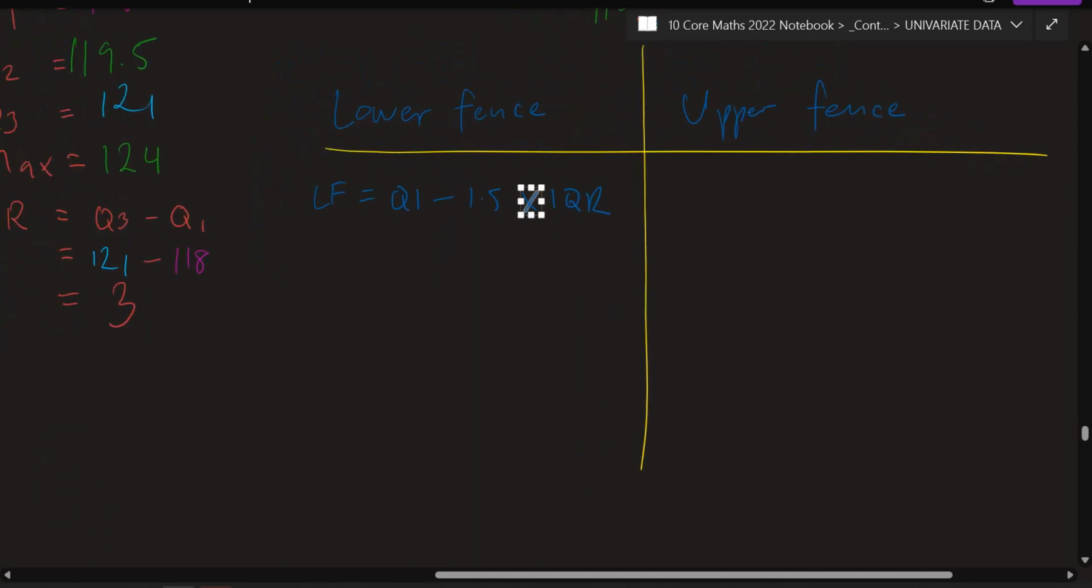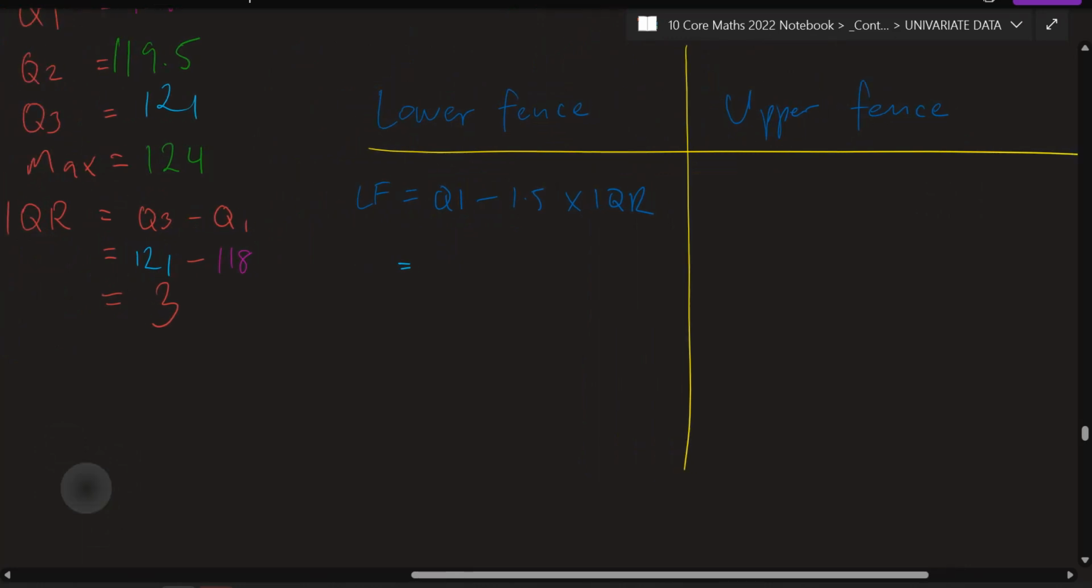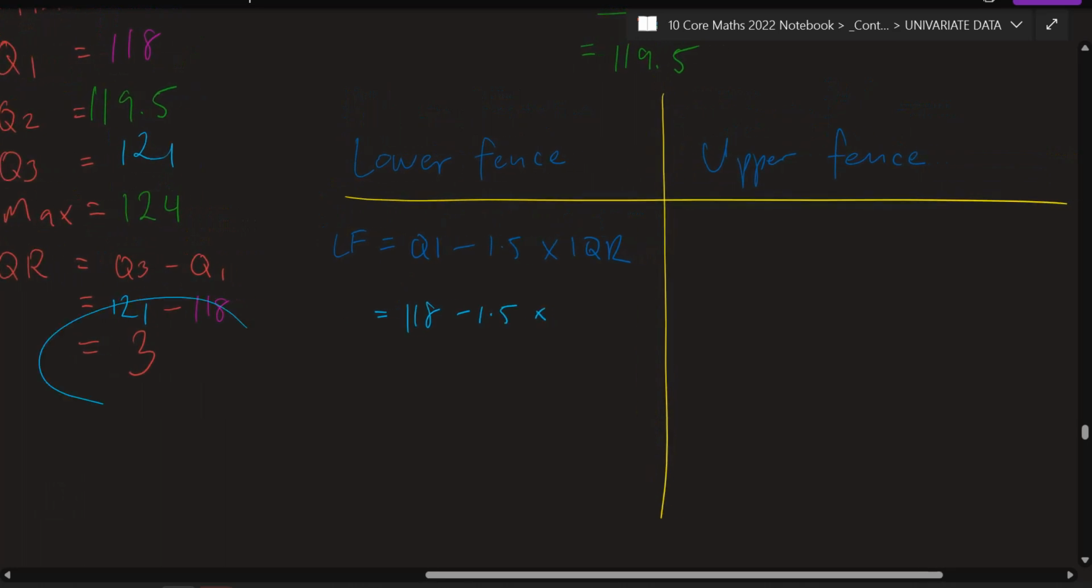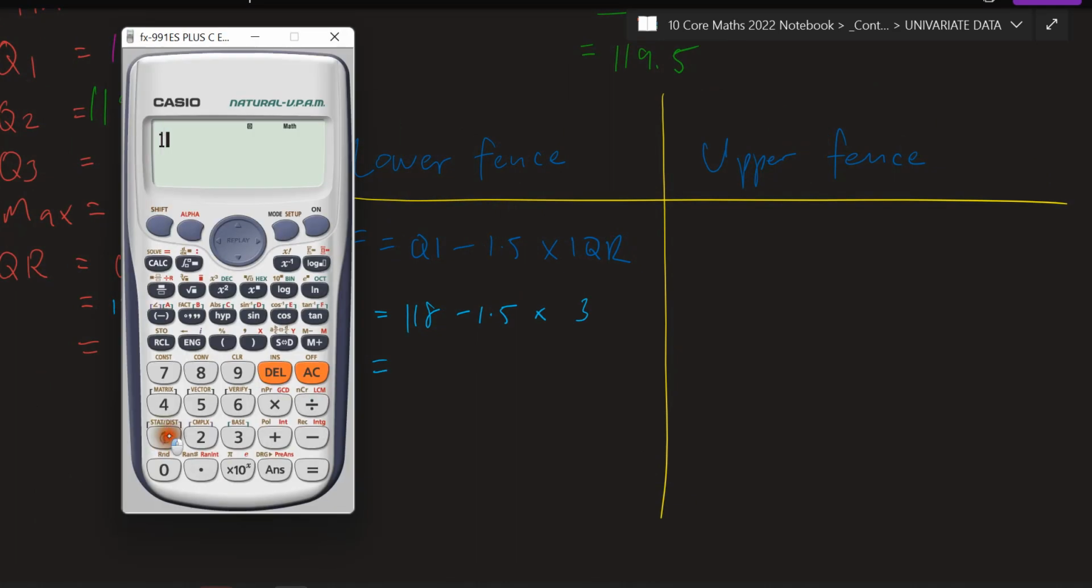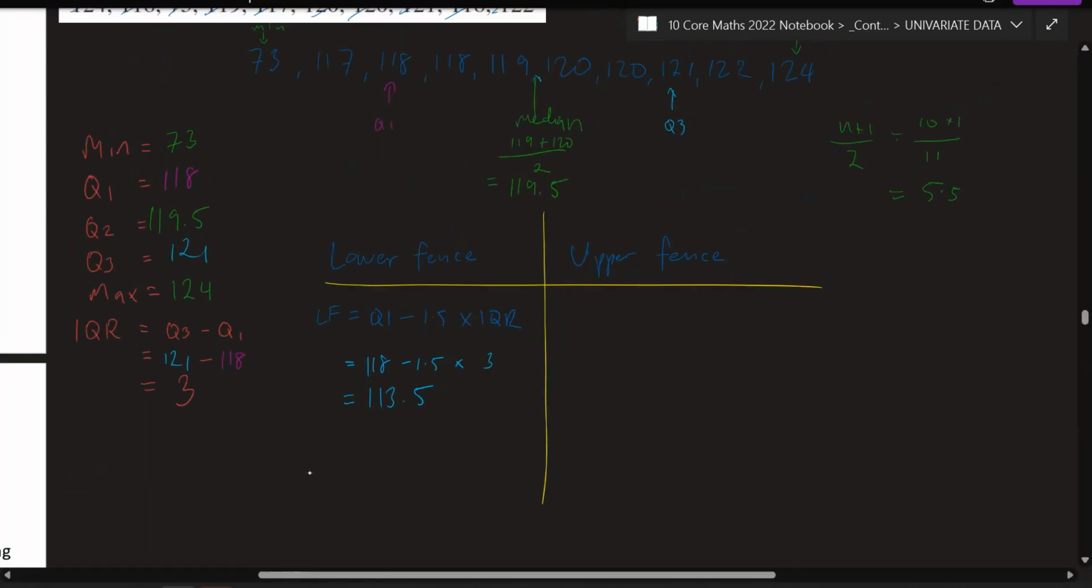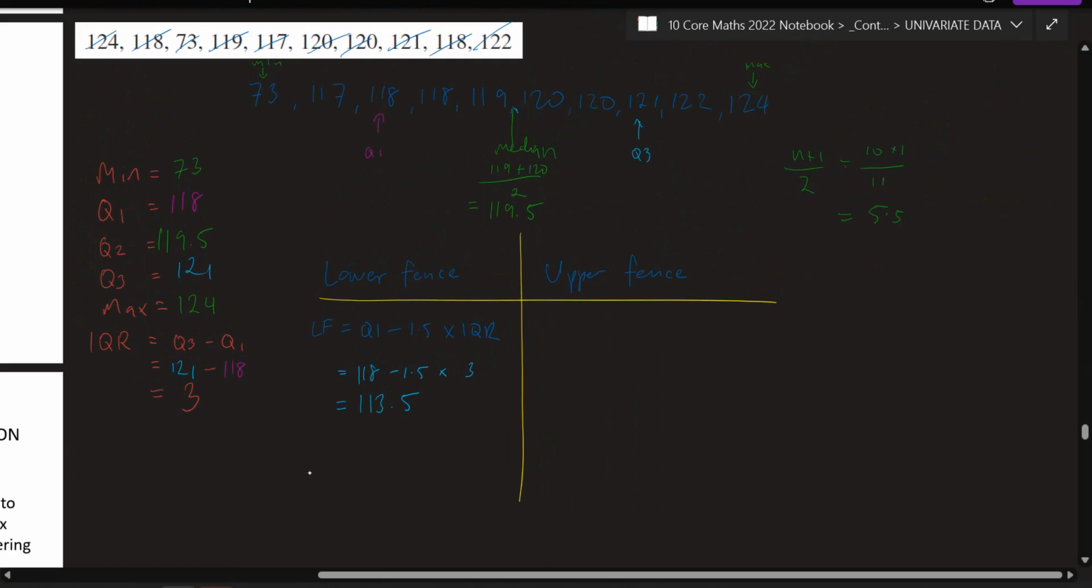So let's calculate it. Q1 is, according to this, 118. Take away 1.5 times my IQR, which is 3, right there. So chuck it in your calculator. Your calculator should be able to calculate this. 1.5 times 3, and it should be 113.5. So if you look at your data set, the lower fence is 113.5, which is probably here somewhere.